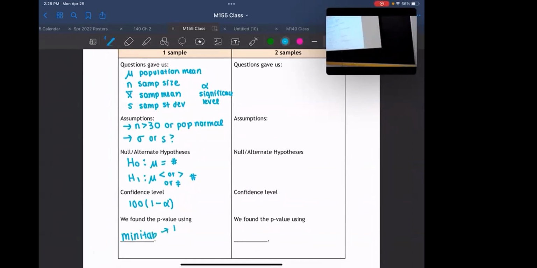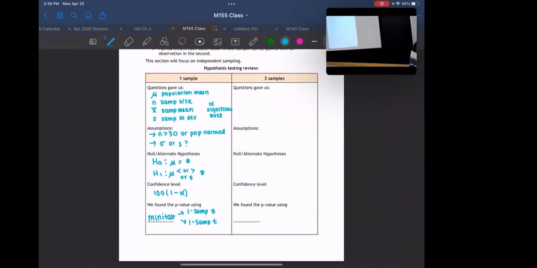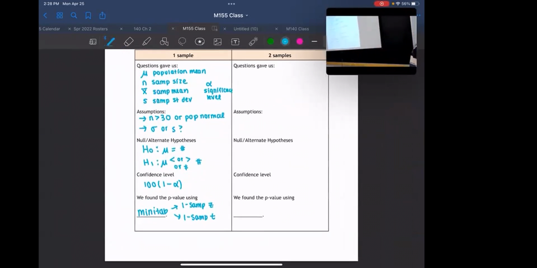And remember, we either used the one sample z-test or one sample t. Minitab spit out that value that we called the p-value. I know it's not in the chart, so I'm just going to write on the bottom, because I forgot to put this on the chart. But what happened if p was less than alpha? Did we reject or fail to reject? We rejected the null hypothesis. And if p was bigger than alpha, we failed to reject.